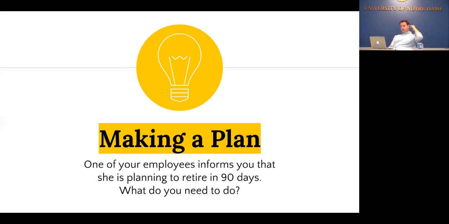Now, one of your employees, by the way, you're all promoted to being managers. One of your employees informs you that she's going to retire in 90 days. So what do you need to do? Well, you heard when we talked about Alice, we talked about having a plan. We talked about a transition, informing people. So what would you need to do?